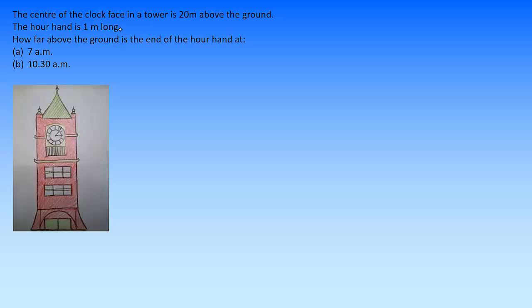The center of the clock face in a tower is 20 meters above the ground. So that's 20 meters from there to the center. The hour hand is 1 meter long. How far above the ground is the end of the hour hand at 7 AM? Well, the hour hand would be pointing down here at the 7. So it's going to be below the center. Let's try and get a diagram of that.